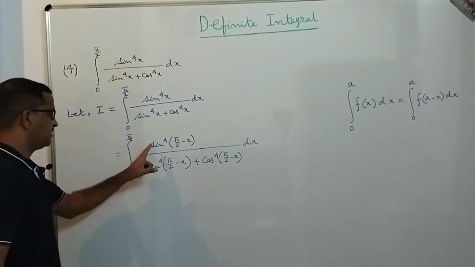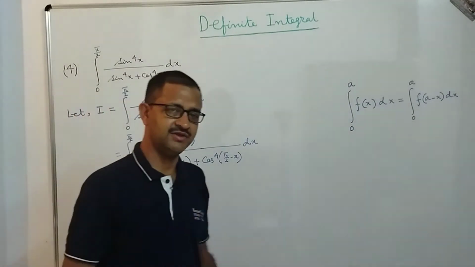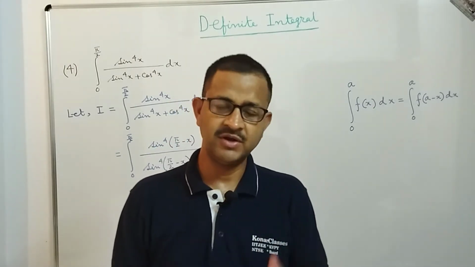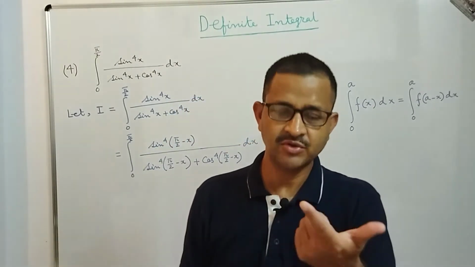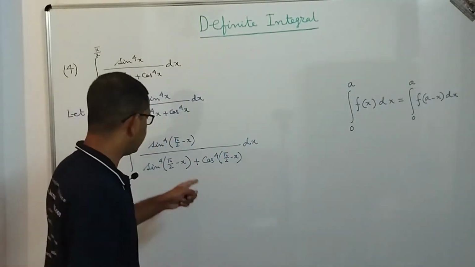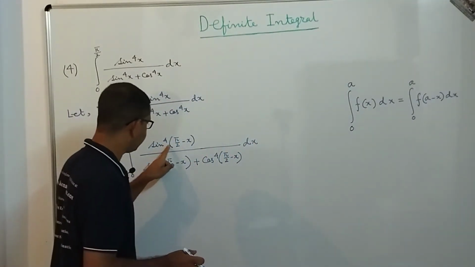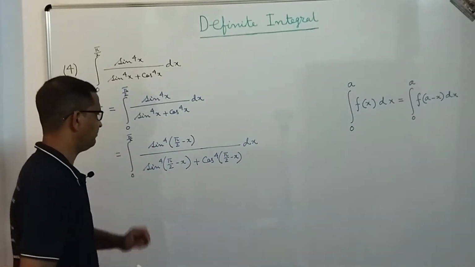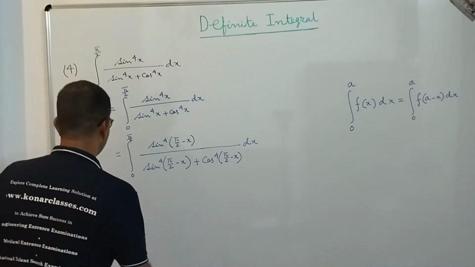Now what is sine to the power 4 (pi by 2 minus x)? That means (sine (pi by 2 minus x)) whole to the power 4. And what is sine (pi by 2 minus x)? That is cos x. So it is cos to the power 4x. Similarly, it will be cos to the power 4x plus sine to the power 4x. So what are we going to get?